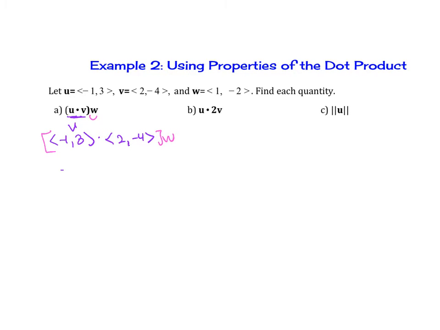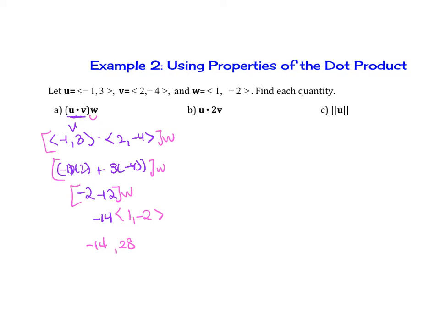So this is negative 1 times 2 plus 3 times negative 4, so negative 2 minus 12, which is negative 14. And we're going to multiply that to the w, which is 1 comma negative 2. So now this becomes negative 14 and positive 28. Notice what we get. The homework is going to ask you to label it as either a scalar or a vector, and this is a vector when you have it in component form.